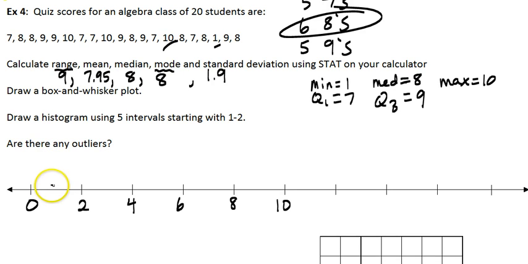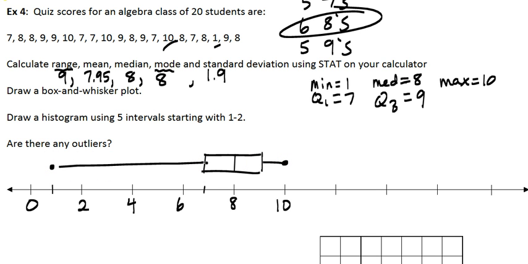So for my box plot, minimum is at 1. Median is at 8. Q1 is at 7. Guess I should have done that first. That's okay. Q3 is at 9. And the maximum's at 10. So there's my box plot. Go ahead and make sure you have that written down correctly.